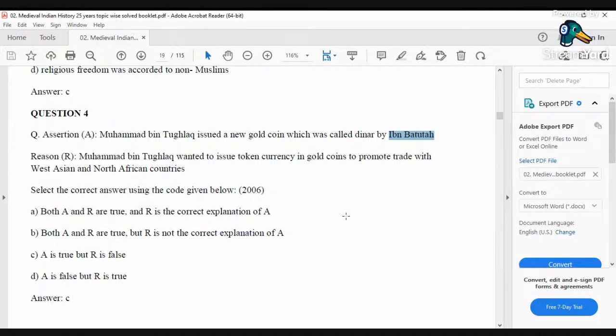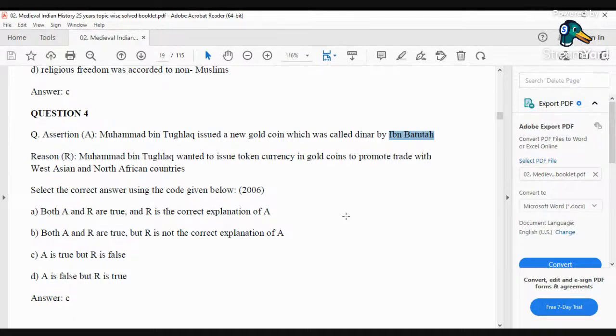So Muhammad bin Tughlaq issued a new gold coin, which was called dinar by Ibn Battuta, which is a correct statement, by the way. And the reason is what? Muhammad bin Tughlaq wanted to issue token currency in gold coins to promote trade with West Asian and North African countries. This cannot be a right statement, because although he introduced token currency, the reason why he wanted to introduce it was to replace gold with something else.